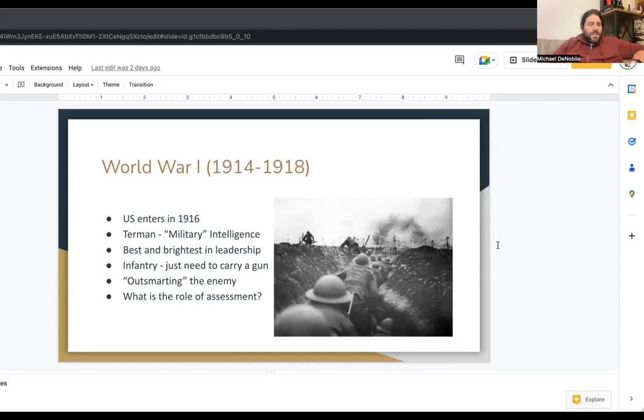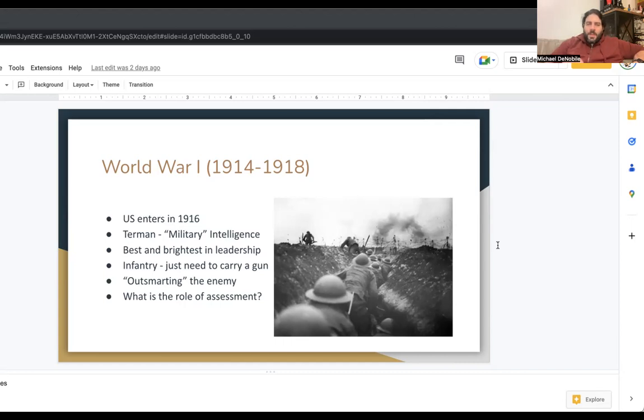The concept and idea of, like, we're now going to outsmart the enemy in this way. We're going to use our best and brightest to outsmart the enemy. And you're going to see this on pretty much every slide moving forward. What is the role of assessment now? The role of assessment now is to be able to benefit the military. And oftentimes there's a lot of things in history that start in the military and then go out into general society. Assessment is another one here in the United States.